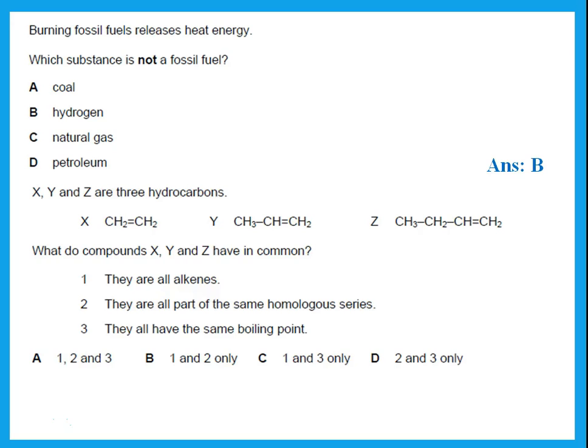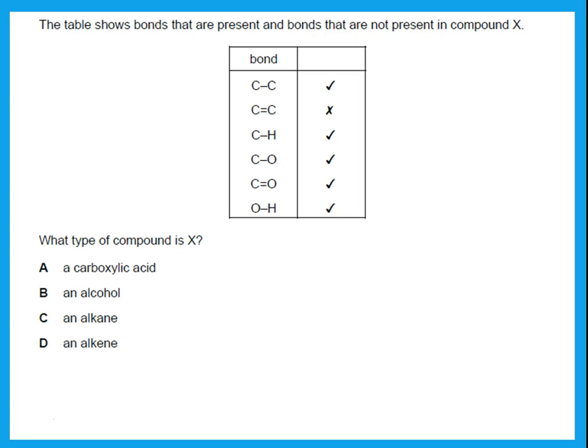X, Y, and Z are 3 hydrocarbons. What do compounds X, Y, and Z have in common? They're all alkenes. Is that correct? Yes, they all have double bonds, so they're all alkenes. They're all part of the same homologous series. Yes, if we say they're all alkenes, then they're all part of the same homologous series. They all have the same boiling point? No, we said the boiling point depends on the number of carbons. So the more carbons, the higher the boiling point. So the only ones that are correct are 1 and 2.